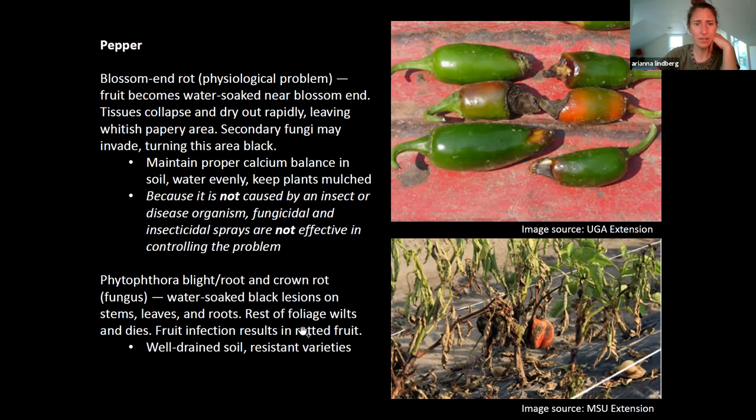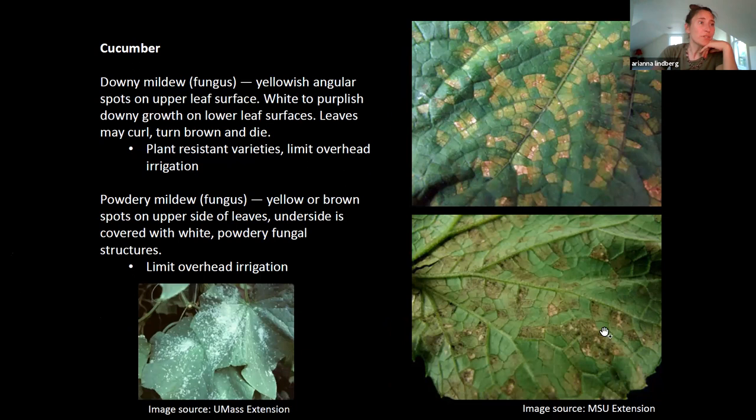Another one that is super, super common is downy mildew and powdery mildew on the cucurbit family. Again, this is another fungus. You'll start to see this as kind of this yellow angular spots on the upper leaf surface. And then you might see downy growth on the lower leaf surfaces. Best bet is to plant resistant varieties and also limit overhead irrigation.